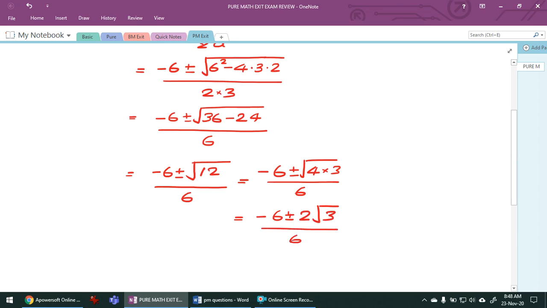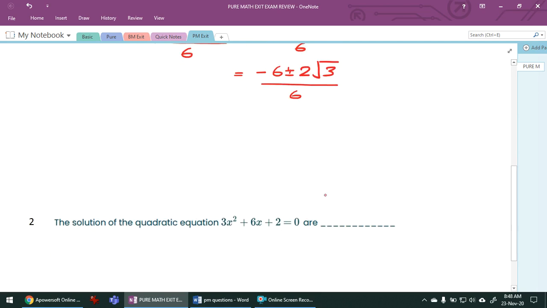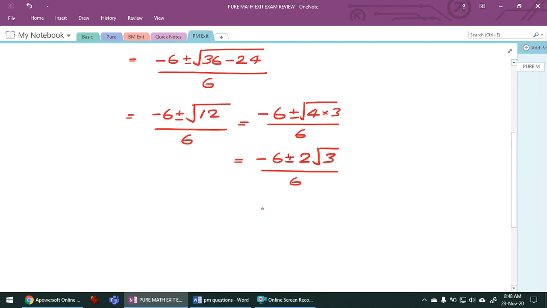divided by 6. Now we can take 2 outside because you have 2 here, 2 here and 2 here. So you are taking a 2 on the numerator. So we have minus 3 plus or minus root 3, divided by 6. See, from 6 when you take 2 outside it is minus 3.